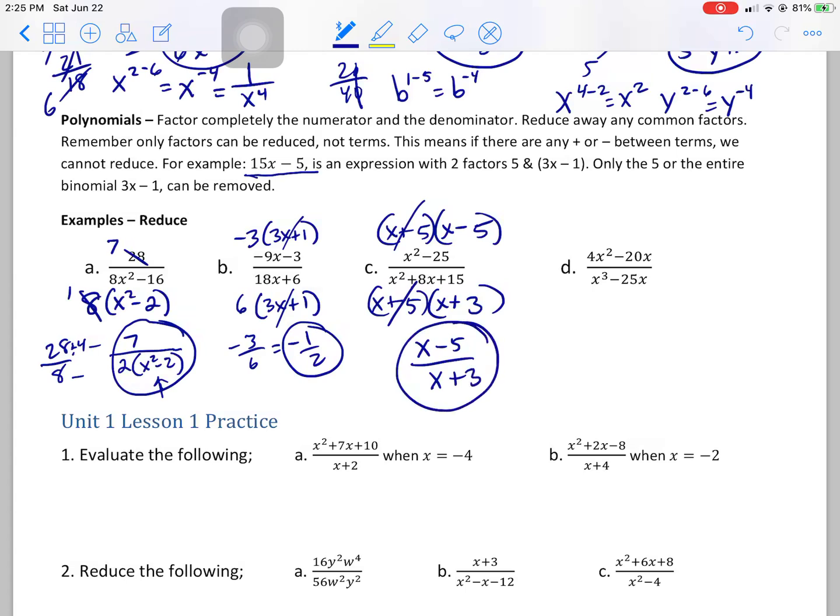Right? So when you have a polynomial, make sure you're factoring. Take out a greatest common factor, and then factor, or just factor to start with, but reduce them to factors so you can reduce them away. Okay? Greatest common factor can be variables.